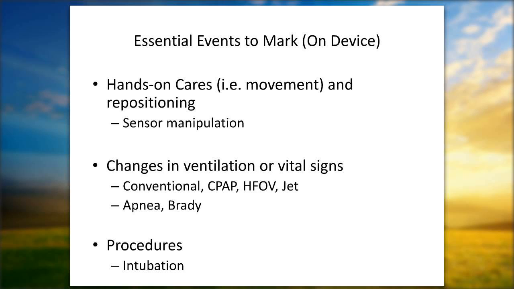So, changes in ventilation strategies or changes in vital signs. Obviously, we know that apnea, spikes in blood pressure, things like that could be a sign of seizures, especially a subclinical seizure. So those are helpful to note, but also changes in ventilation. If we're changing from conventional to high frequency, it causes so much artifact to the aEEG that it's nice to be able to distinguish when that began.